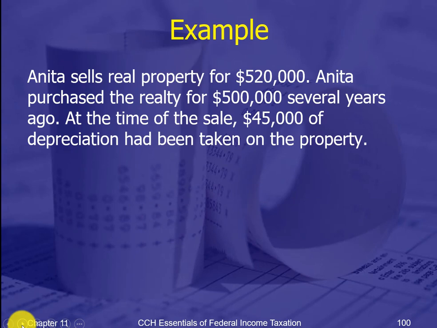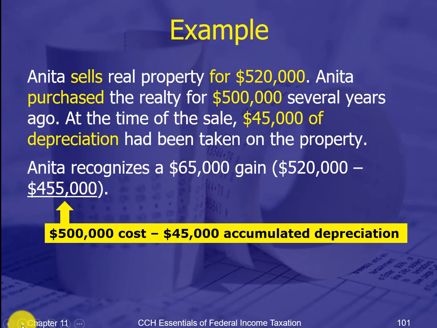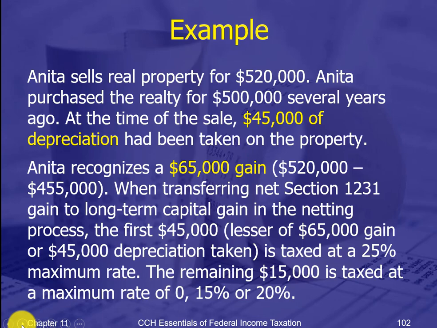Let's look at an example. Anita sells real property for $520,000, purchased it for $500,000 several years ago. At the time of sale, she had depreciation. So Anita's gain is $65,000. She sold it for $520,000. Her adjusted basis is $455,000. All right. The $45,000, the amount of depreciation, is unrecaptured 1250 gain and taxed at 25% maximum rate.